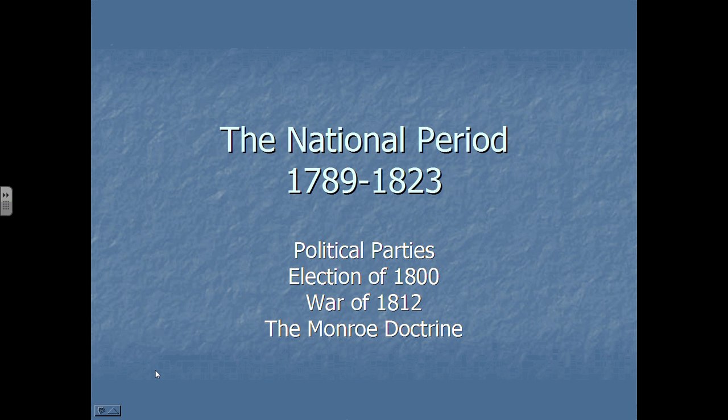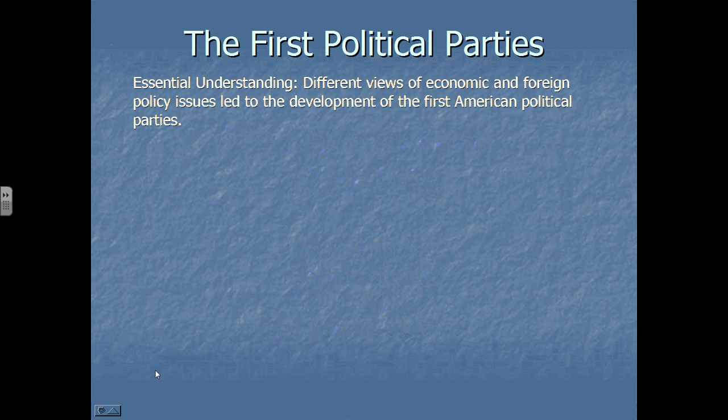Okay, this is the SOL remediation PowerPoint for the national period from 1789 to 1823. Start off with the development of the first political parties. Almost as soon as the Constitution was signed, we're going to see Americans dividing into two different political parties. And when you take the SOL, you need to understand that these are formed because of different views of economic and foreign policy issues.